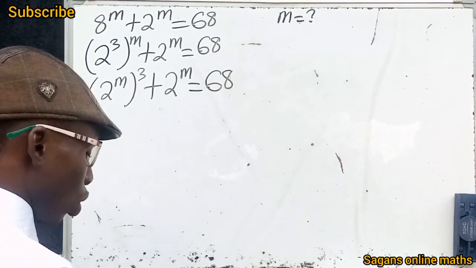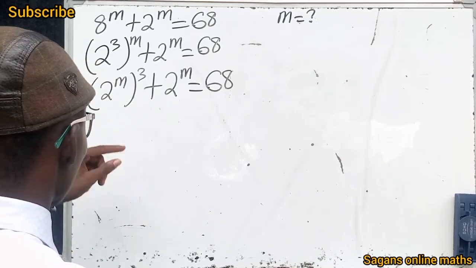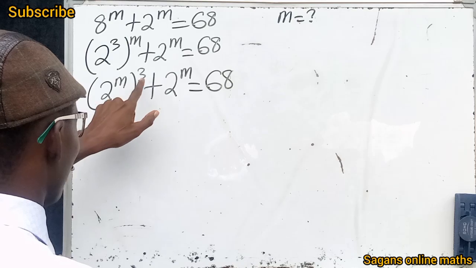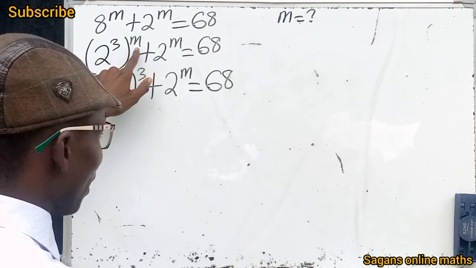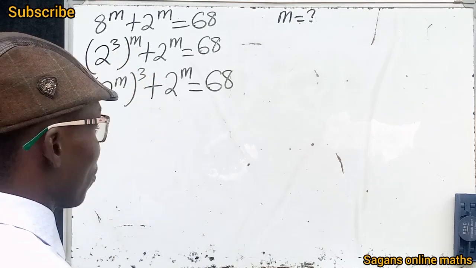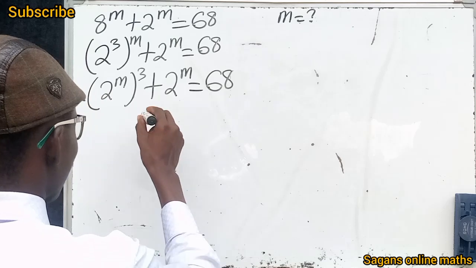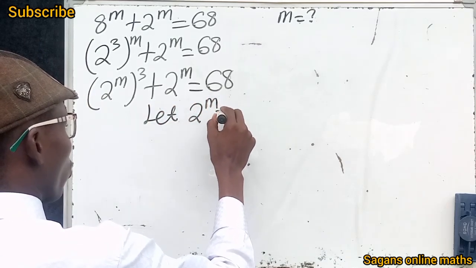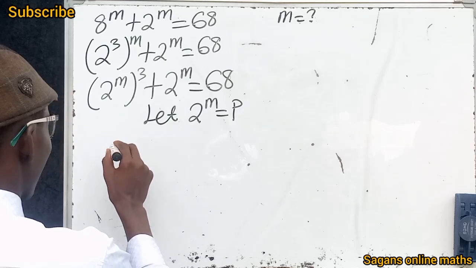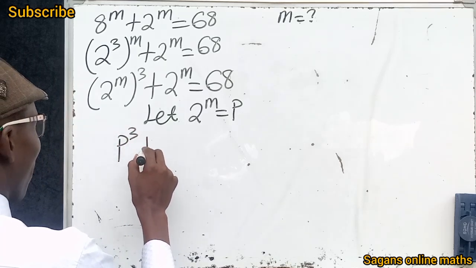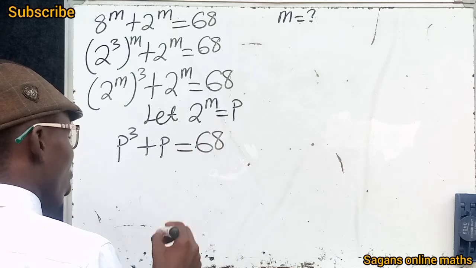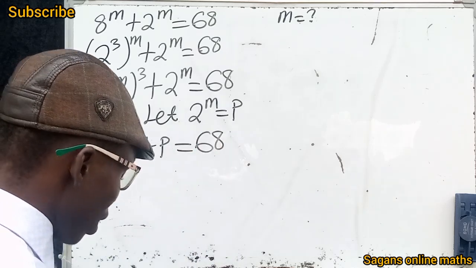There's nothing wrong if I decide to write 2 raised to the power of 3, raised to the power of m, as 2 raised to the power of m, raised to the power of 3, because 3 times m is 3m and m times 3 is the same as 3m. So you can see that something is common, which is 2 raised to the power of m. Let that be p, right? So I can write this as p raised to the power of 3 plus p equals 68. What are we going to do here?